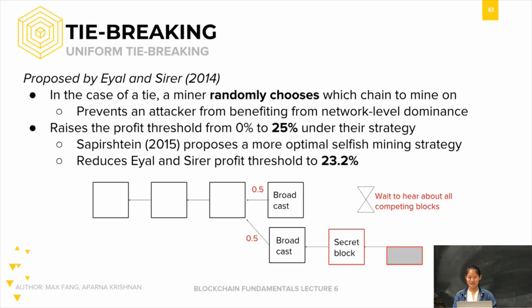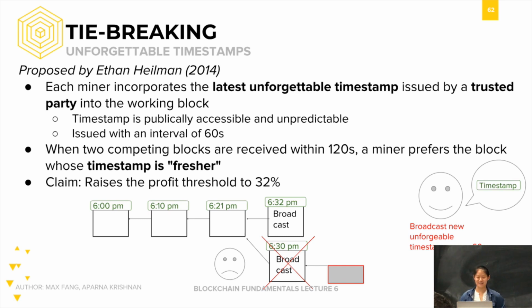So that's actually not what they proposed, not exactly. But in 2014, this guy said, oh, that shouldn't say unforgettable, that's unforgeable, meaning you can't forge the timestamp. Each miner incorporates the latest unforgeable timestamp issued by a central trusted party into the working block, saying this is when I published it, and let me send it out to everybody. So as a miner, in order to create that block, you have to include that timestamp.